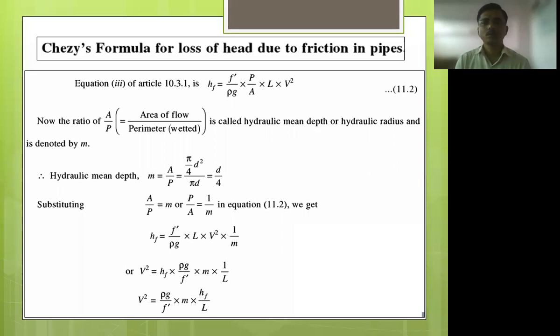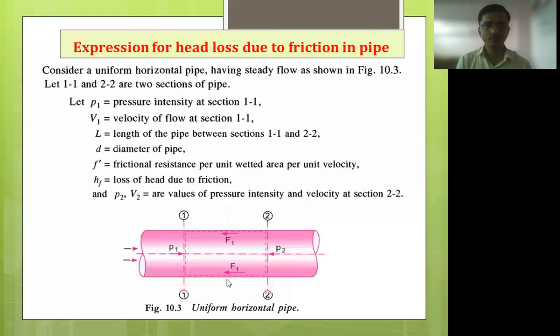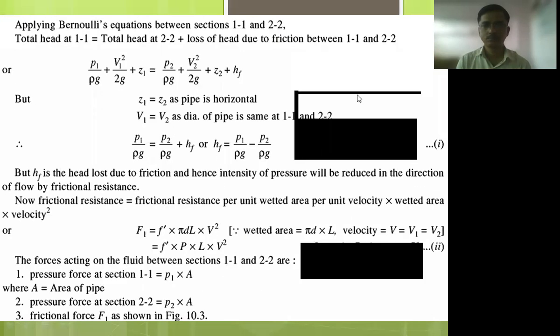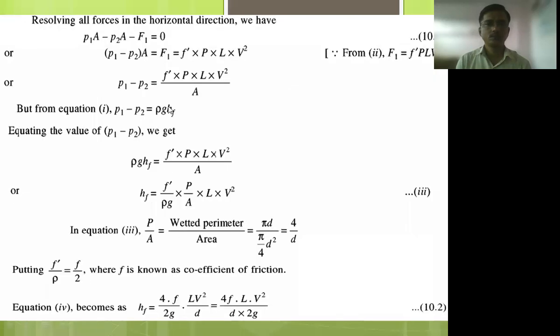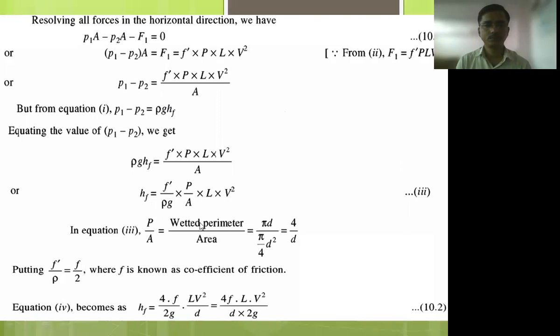See here, from equation 10.3.1, on the previous page, whatever we have derived, this equation has been carried forward. HF is equal to F dash upon rho, into P upon A, into L into V square. So by taking the reference of this, Chezy's formula is derived.